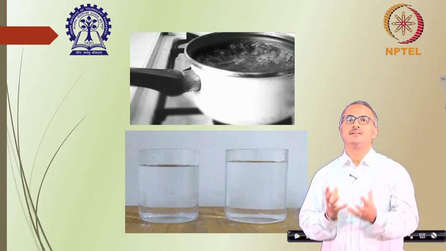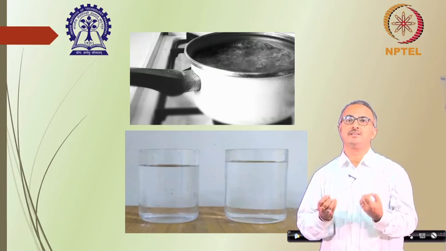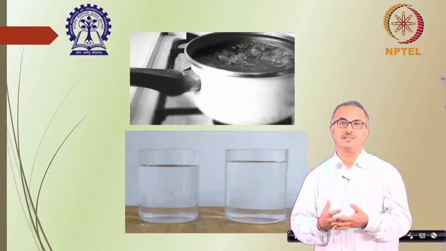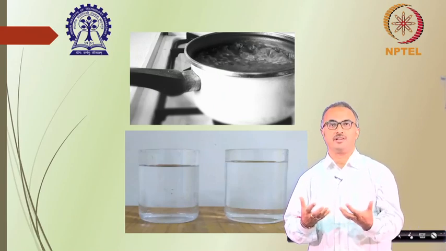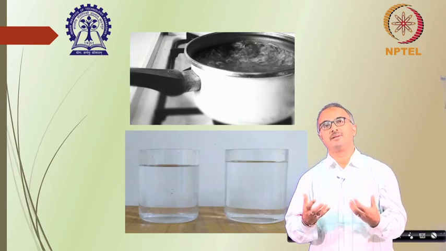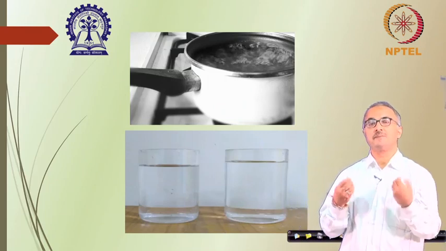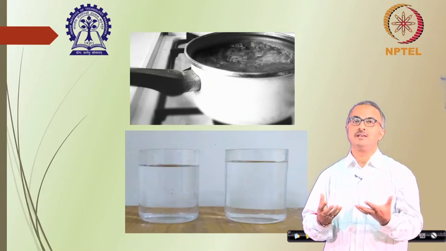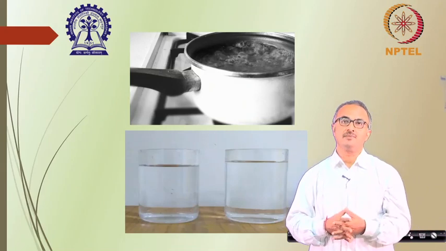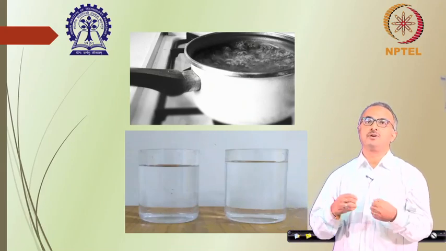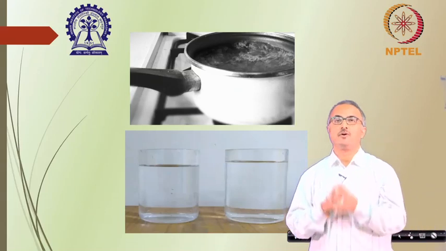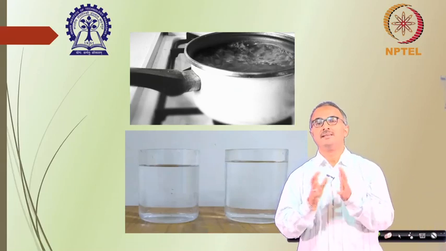We find that when it's on the flame, the heat is going from the flame to the water, it is heating it up and the water is boiling, and during the boiling what is happening? Some of the water is getting vaporized, and ultimately we may find that over a long period of time all the water will be going out of the vessel. So what is happening here? There are many things happening.